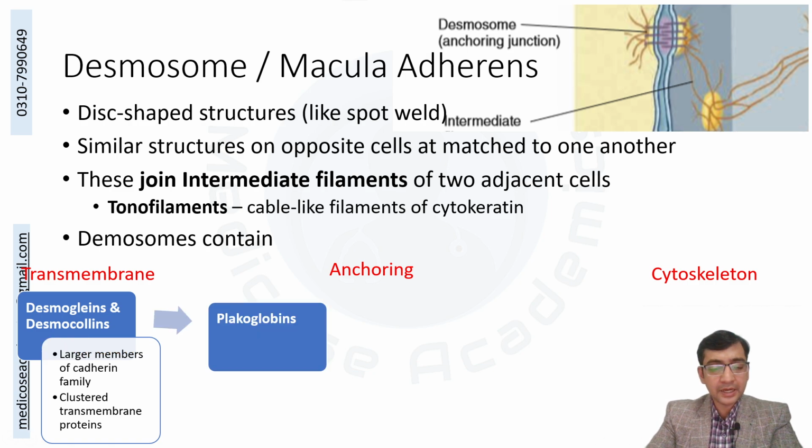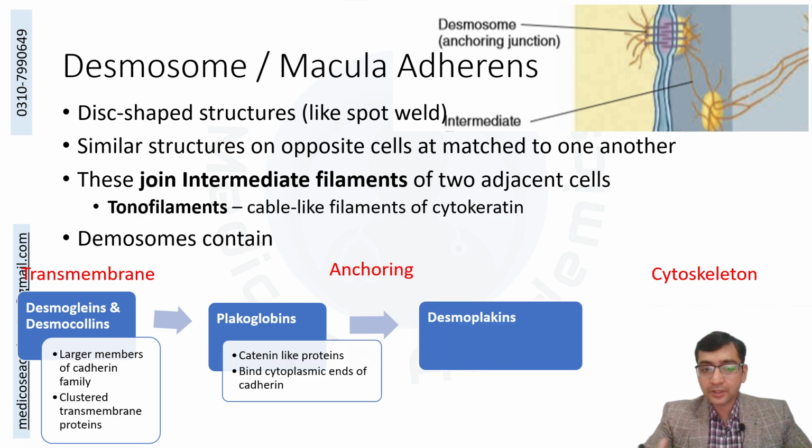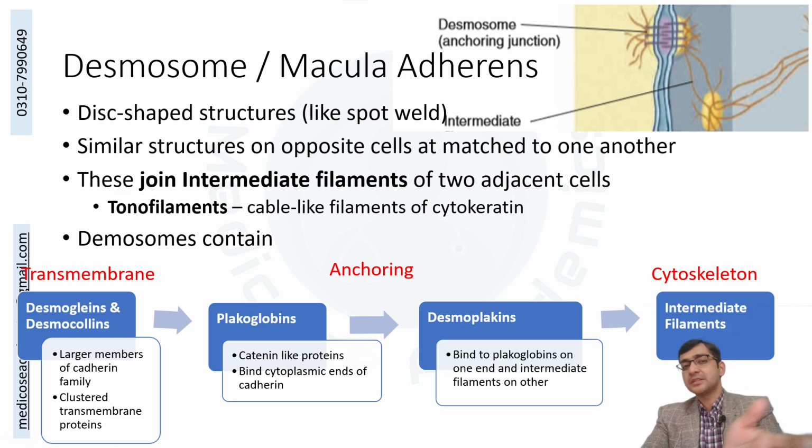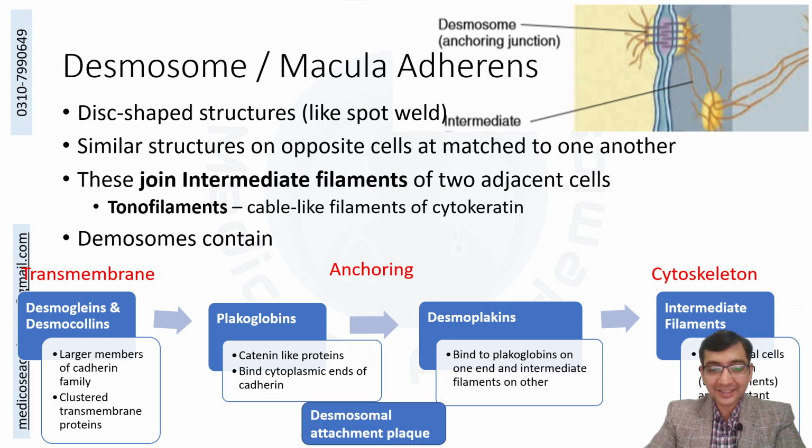These are then attached to plakoglobins. These are catenin-like proteins attached to the intracellular aspect of these cadherins, the desmogleins and desmocollins. Plakoglobin in turn is attached to desmoplakin, and desmoplakin is in turn attached to the intermediate filaments. I know this is a mouthful of material, difficult to say and memorize, but you can group these two, desmoplakins and plakoglobins, as desmosomal attachment plaques.